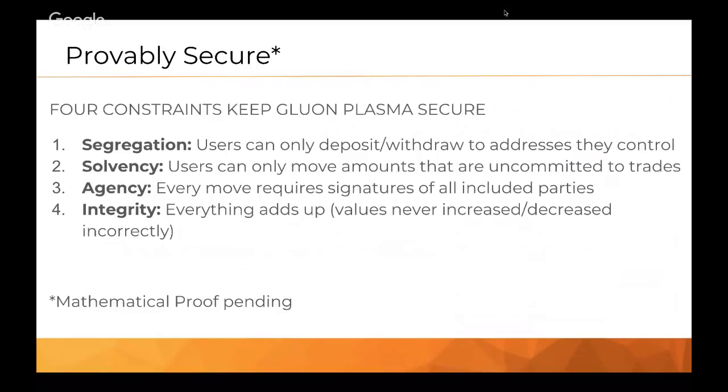Solvency means that you can only withdraw amount that is uncommitted to any trade. So if you have 5 ether and 2 ethers are committed to some orders, then you can only withdraw 3 ether. Right? So you will never go into negative balance essentially. Agency is that any move of any funds requires a signature of all parties, including the operator. So you have, and this is part of the provability, that someone has authorized a move from their account.